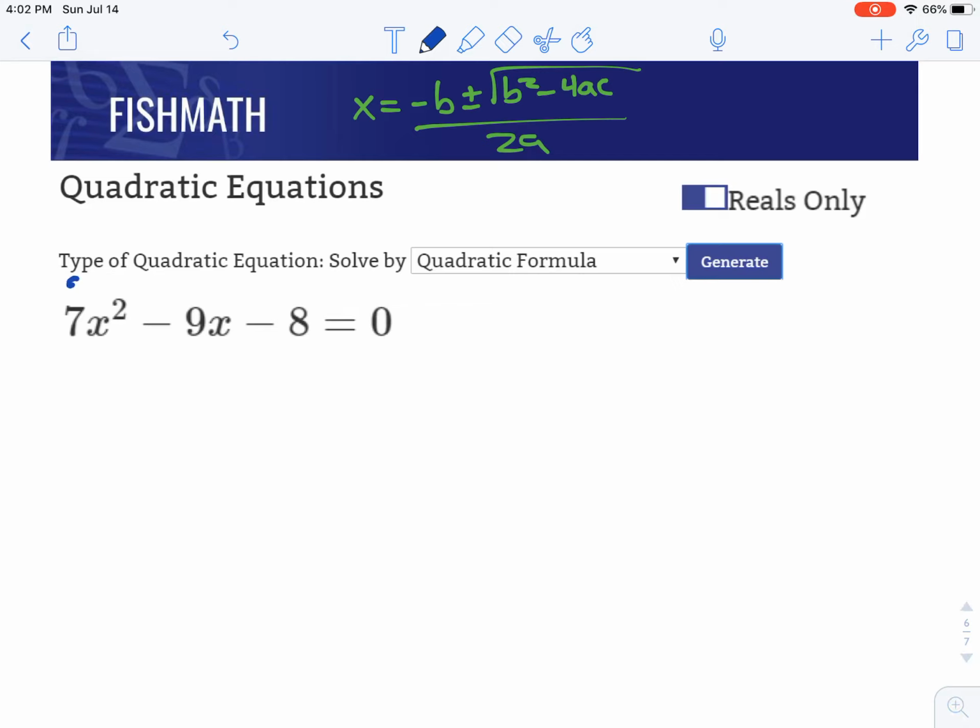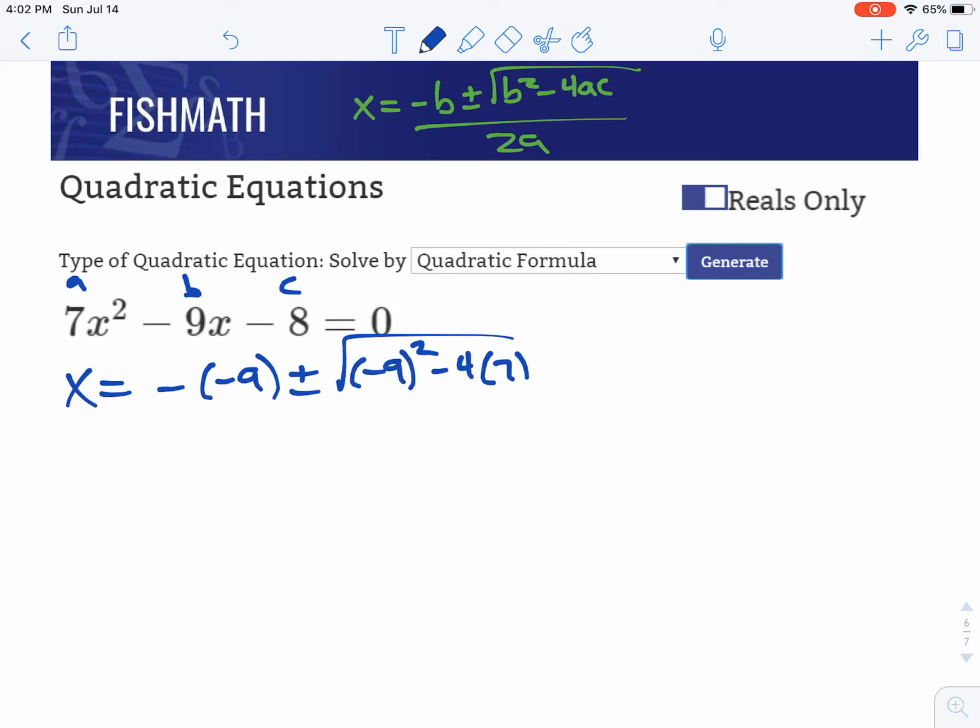So we have to know our a, b, and c. That's not too hard. And then we just plug it in. x equals negative b, so negative 9, plus or minus the square root of negative 9 squared minus 4 times our a times our c, all divided by 2a. And that looks terrible, but it's really not that bad.